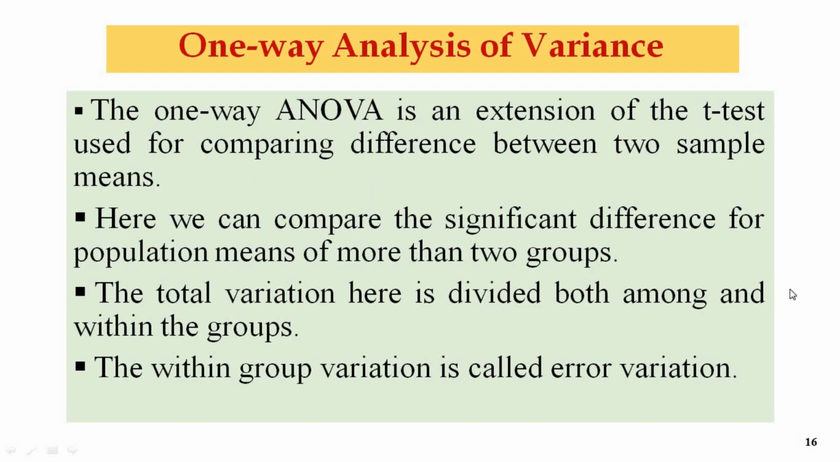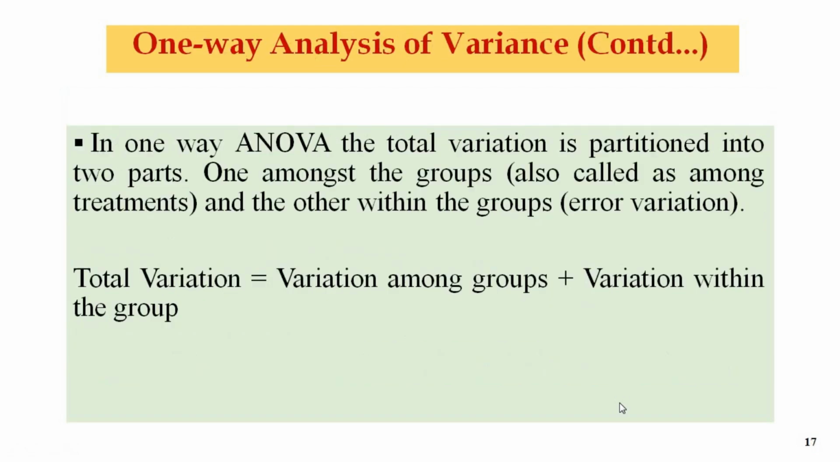The first point: the one-way ANOVA is an extension of the t-test used for comparing the difference between two sample means. Here we can compare the significant difference for population means of more than two groups, and the total variation is divided both among and within the groups. The within group variation is called your error variation.